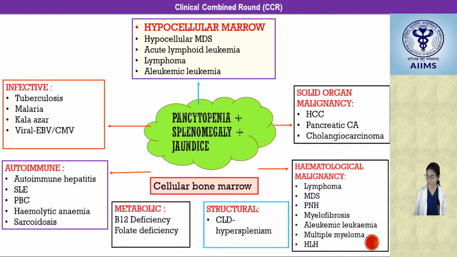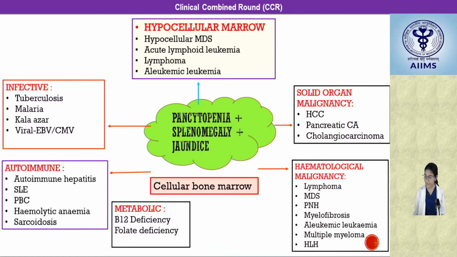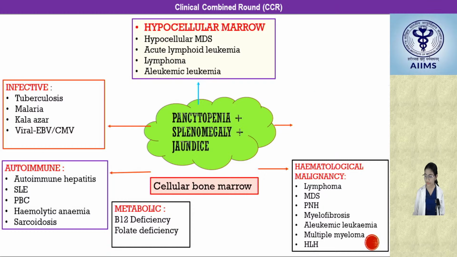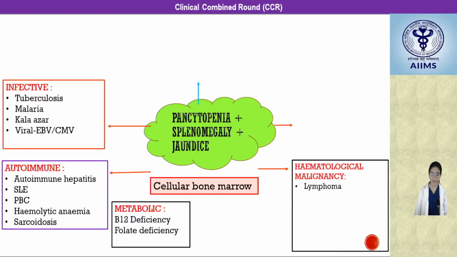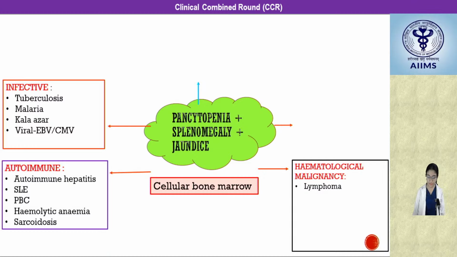First, based on the imaging absence of features suggestive of CLD, I was able to rule out CLD. Second, there was no evidence of any solid organ malignancy. Third, cellularity was retained, so no hypocellular marrow. And fourth, of the hematological malignancies, apart from lymphoma, others were excluded. Also, based on our previous investigations, we were able to rule out malaria, Kala-Azar, B12 and folate deficiency, and autoimmune features.